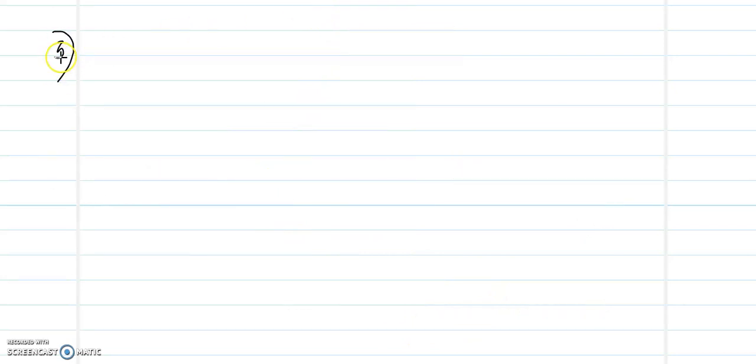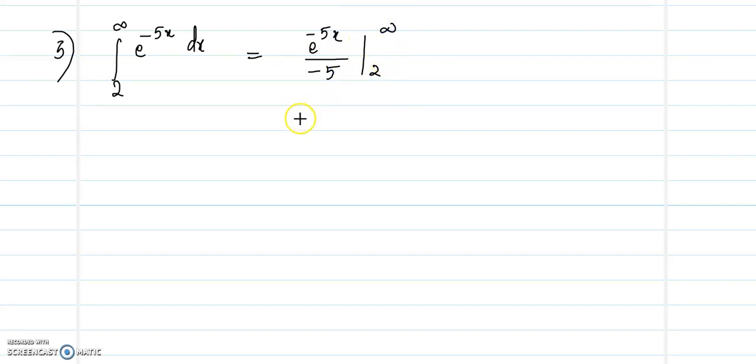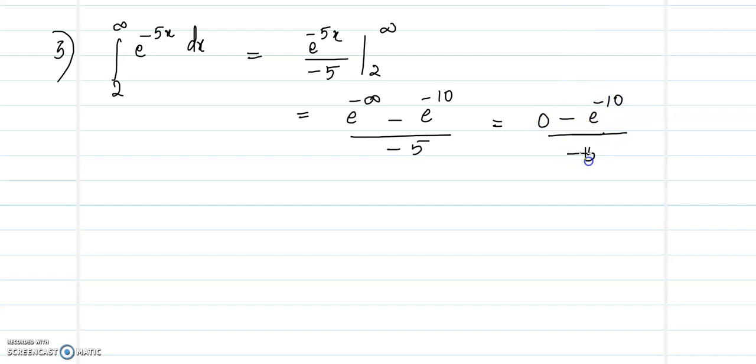And question number 3, we need to evaluate the integral from 2 to infinity of e power minus 5x dx. So the integral is going to be e power minus 5x by minus 5 from 2 to infinity. So we will be getting e power minus infinity minus e power minus 10 by minus 5. So e power minus infinity is 0. So we will be getting 0 minus e power minus 10 by minus 5. So the minus sign will cancel off. So we will get e power minus 10 by 5. That is going to be the value of the integral.